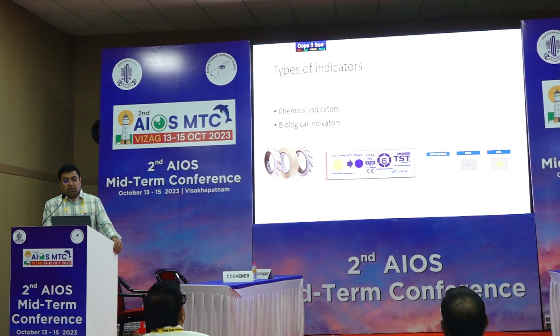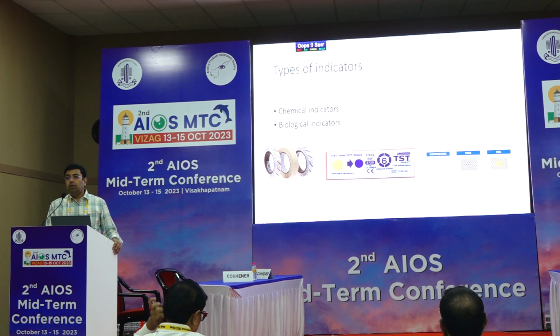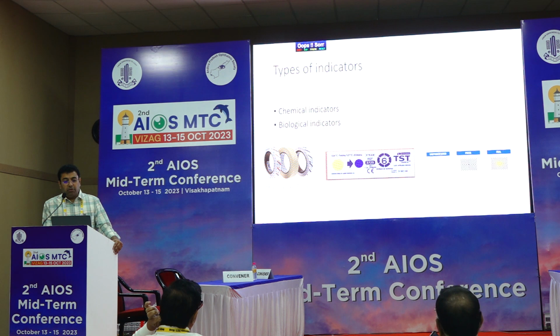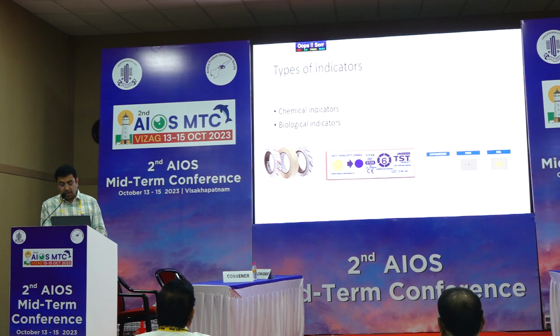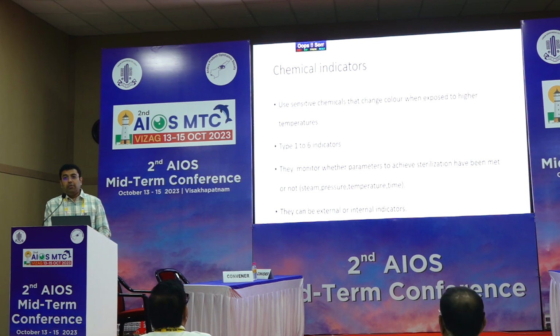So now coming to the type of indicators. You have to validate your sterilization process. There are two types of validating procedures: one is a chemical indicator and the other is a biological indicator. Chemical indicators use sensitive chemicals, and they change color when exposed to higher temperatures.